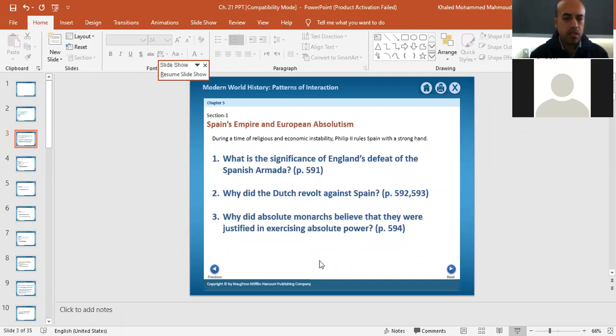What is the significance of England's defeat of the Spanish Armada? And why did the Dutch revolt against Spain? And why did absolute monarchs believe that they were justified in exercising absolute power? Okay, the three questions again. The first one: what was the significance of the defeat of the Spanish Armada? This is the answer for question number one.